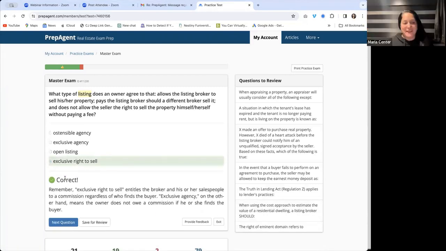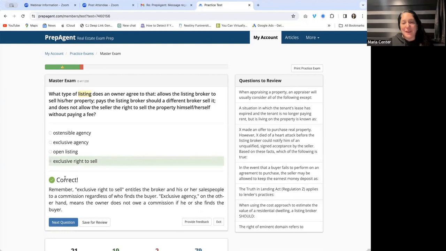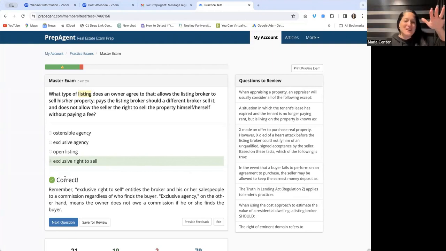Y'all caught it. Does not allow the seller the right to sell the property himself, herself without paying a fee. They caught it. What if it did? What if I had a listing with Candace that allowed her to sell this property herself without paying me as the broker a fee? What would we call that? Anybody know from the top of their head? Which one is it? No, it wouldn't be open. Yeah, no, it'd be exclusive agency.